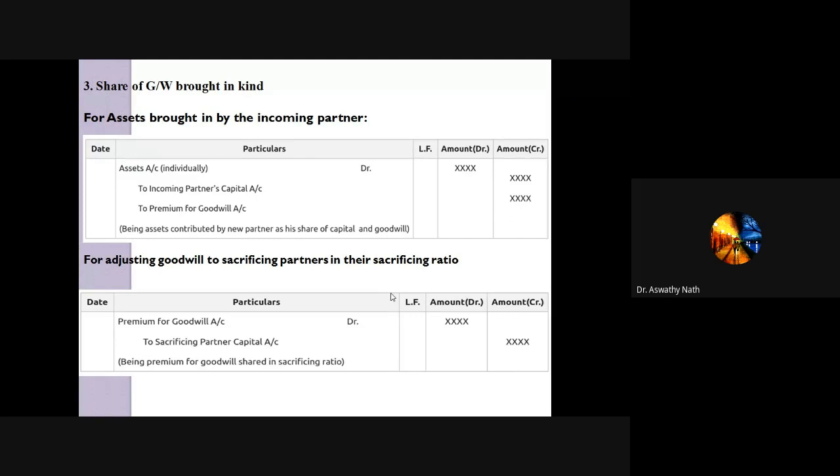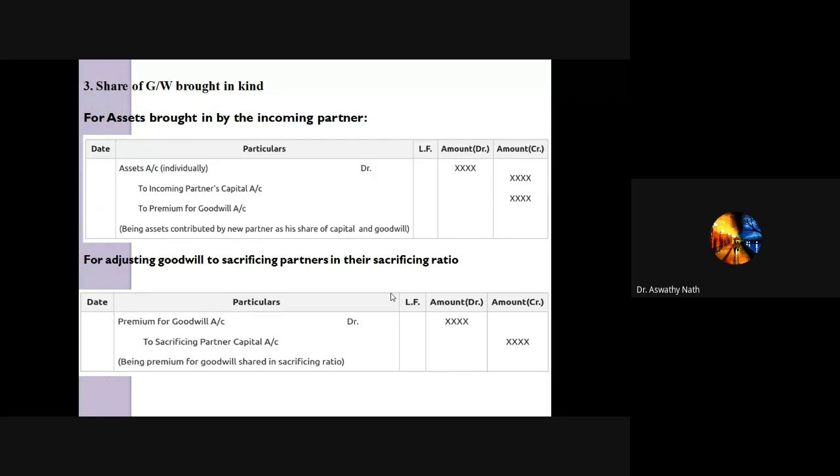And the same for adjusting this goodwill to sacrificing partners: it is also shared among the existing partners in their sacrificing ratio. So the entry will be Premium for Goodwill Account Dr. to Sacrificing Partners' Capital Account.